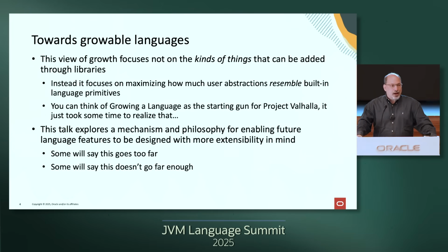So in this talk, I'm going to explore a linguistic mechanism and a sort of language evolution philosophy for enabling language features that we add to Java to be designed with greater extensibility in mind. And as always, some people are going to say, oh, that goes too far. And others are going to say, oh, that doesn't go far enough. And that's how we know we're kind of just right in the middle.